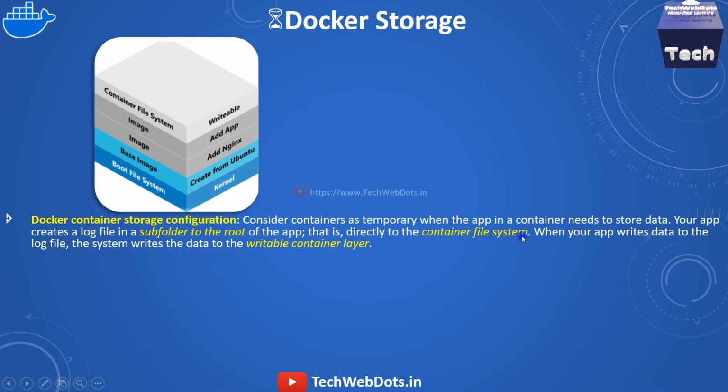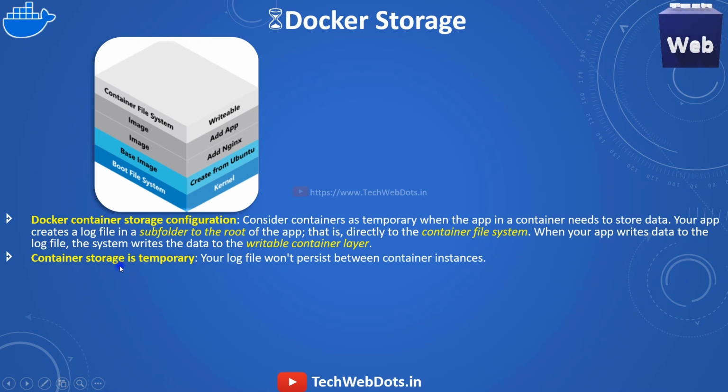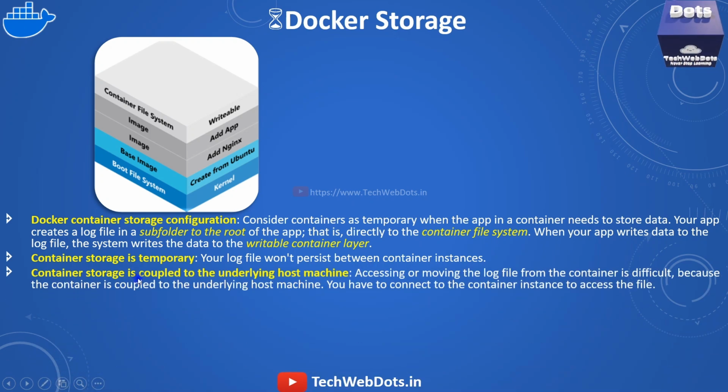When we are saying container file system, it means we are referring to this writable container file system. When your app writes data to the log file, the system writes the data to the writable container layer. Okay. Container storage is temporary, which means your log file wouldn't persist between container instances. Container storage is coupled to the underlying host machine. It really depends where you are creating storage.